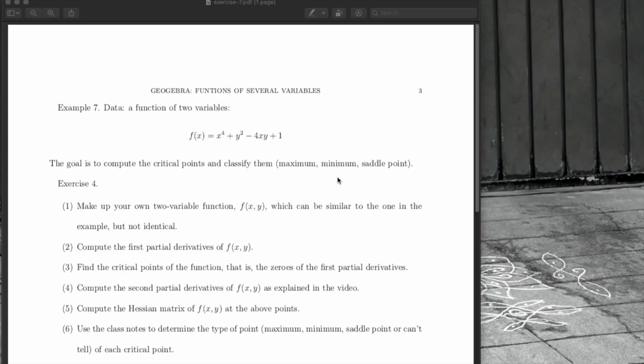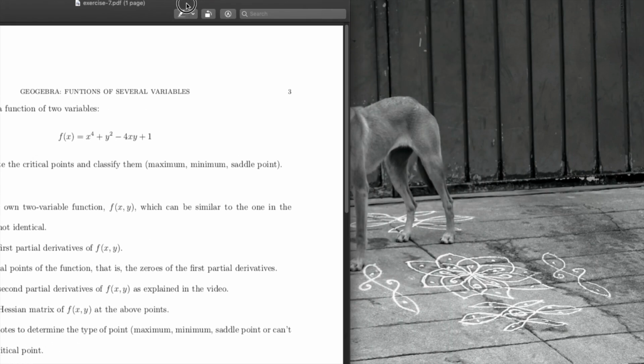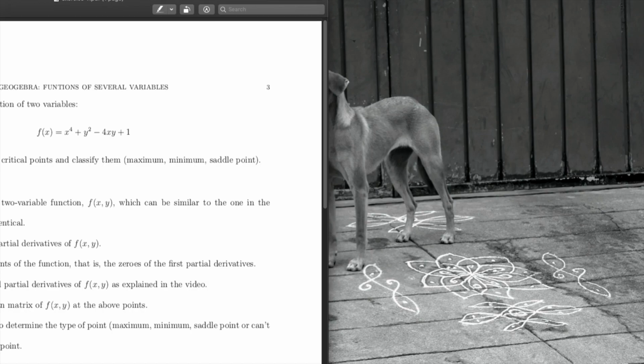This is about maximum, minimum, and saddle points of a function of two variables. Here is the function. We'll have to find its maxima, minima, whatever points we have. So let's call GeoGebra.